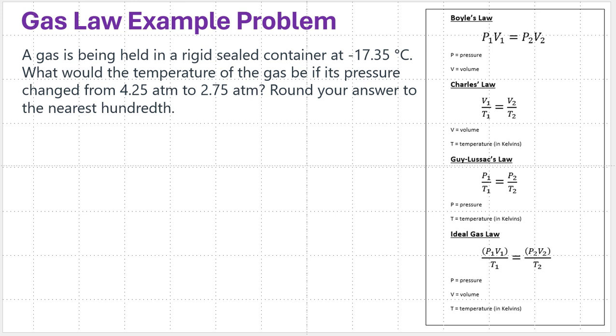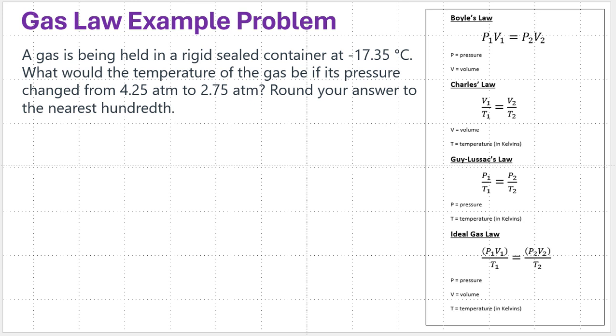This problem reads that a gas is being held in a rigid sealed container at minus 17.35 degrees Celsius. What would the temperature of the gas be if the pressure was changed from 4.25 atm to 2.75 atm? Round your answer to the nearest hundredth. So what information are we given?